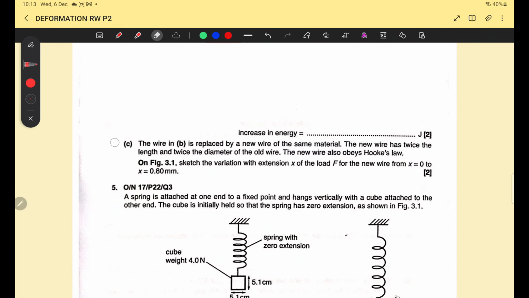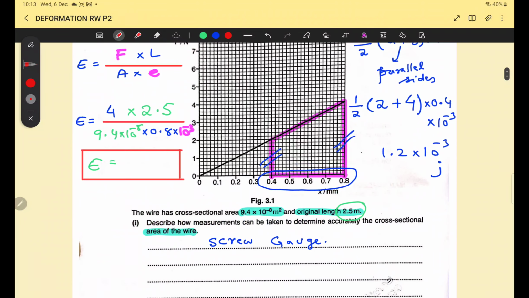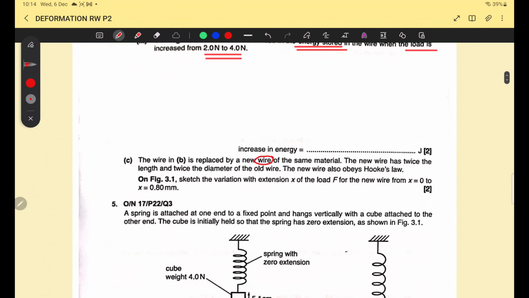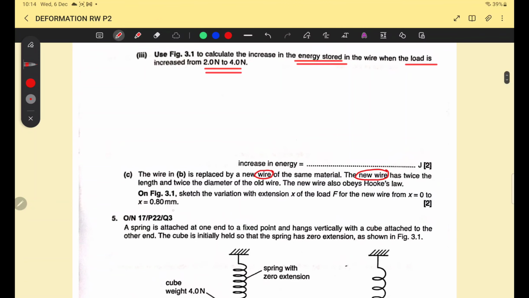Again the question 4 last part, you are given a wire. In this question the term is wire, okay, and you are given a graph. This graph is for the old wire. And today a new wire is used, and for this new wire we need to find what remains the same. So read the question. What will remain the same? Sketch the variation with the extension x. It means today the extension is the same.